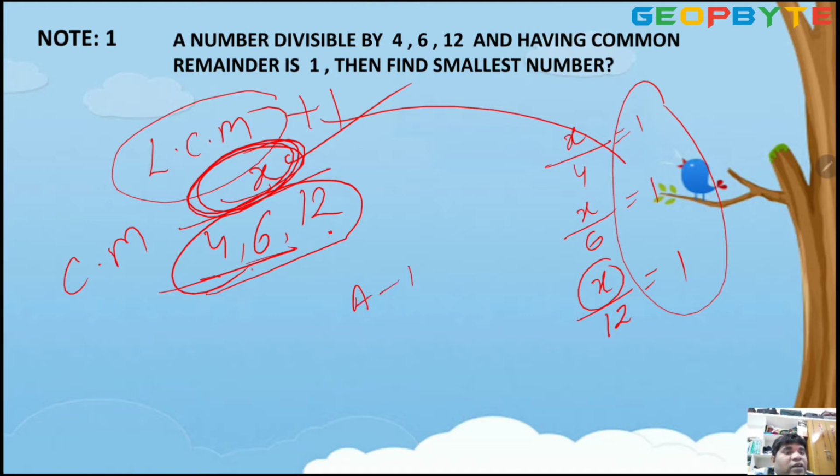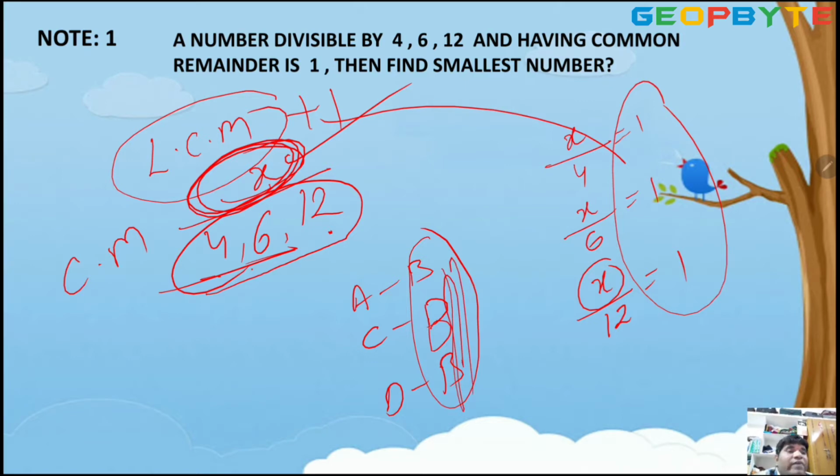Suppose A's friend is B, C's friend is B, D's friend is B. So here B is the common friend for A, C, D. Like a mutual friend on Facebook. In the same way, this x divided by 4, x divided by 6, x divided by 12 means x is compulsorily divisible by 4, 6, 12. So that means a common multiple.